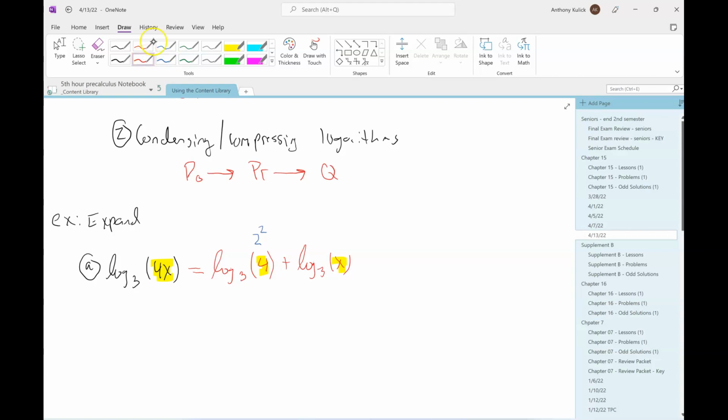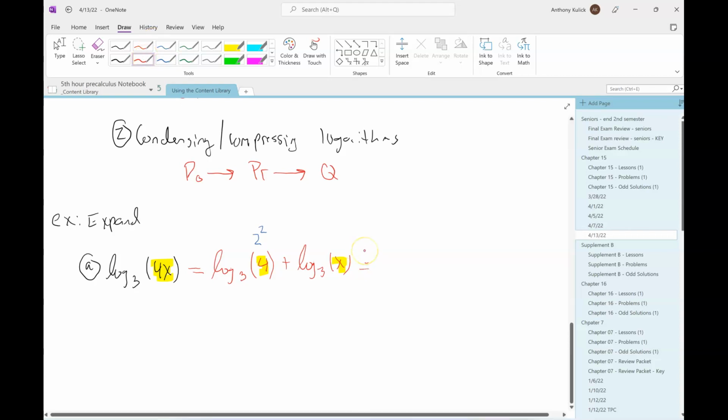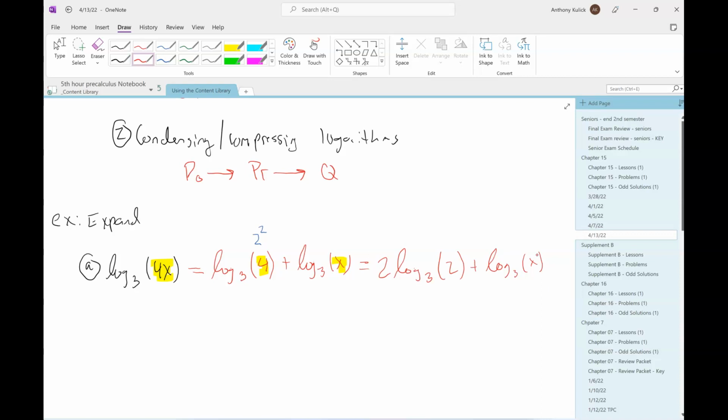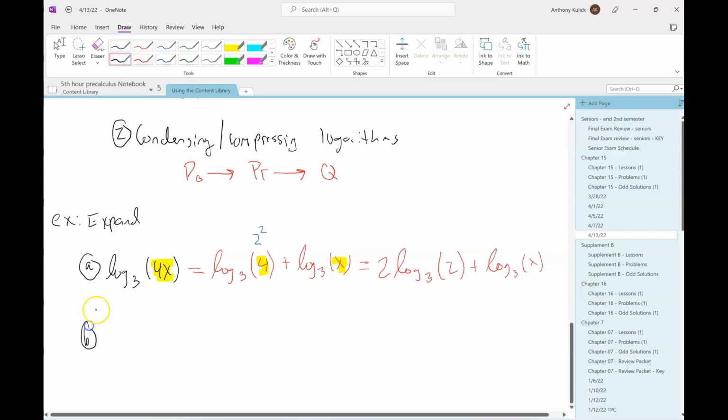Now, if 4 was a prime, if that was like 5 or something, we would definitely be done at that point. But here we can go a little bit further using the power property. So we need to be careful about those constants. If they are not a prime number, there's probably either a power or product property that could be going on also. Is everybody cool with that though? Okay. Let's do another expanding one.